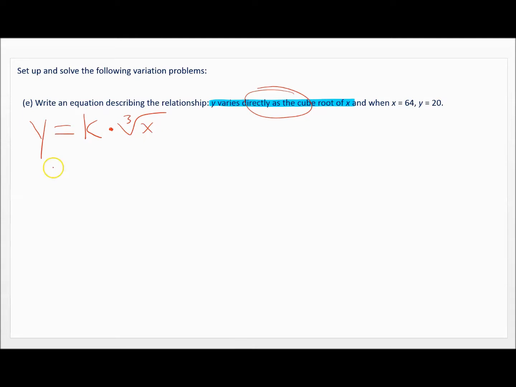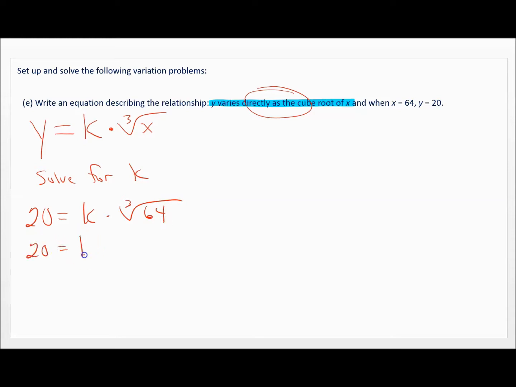Now my next step is to solve for k. They're going to give me enough information where I can figure out what that constant of variation is. Remember, k is called the constant of variation. And it's always in the numerator, whether it's direct or inverse. So they tell me that x is 64 and y is 20. So I remove the y and replace it with 20. I remove the x and replace it with 64. And then I solve for k.